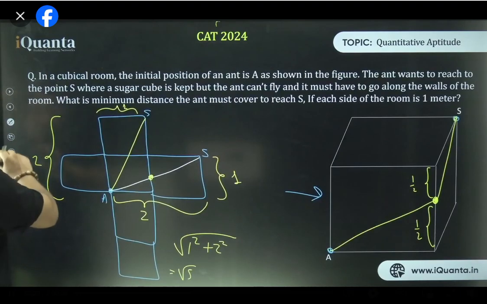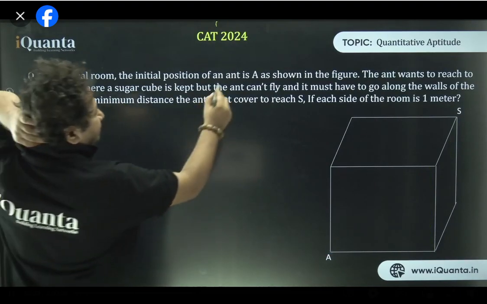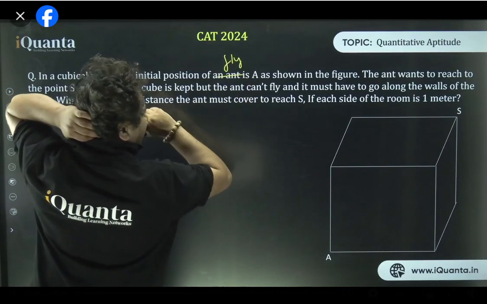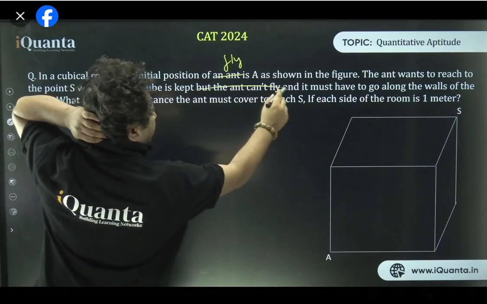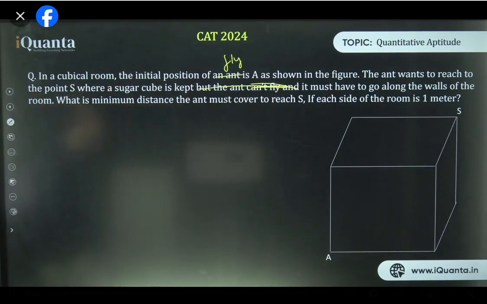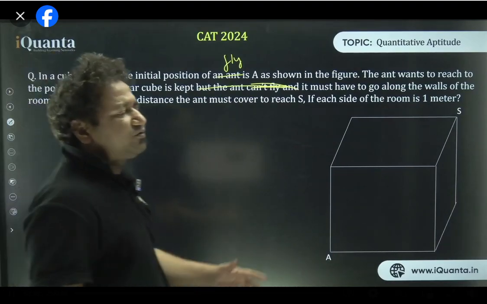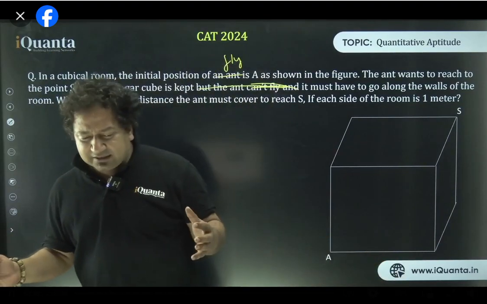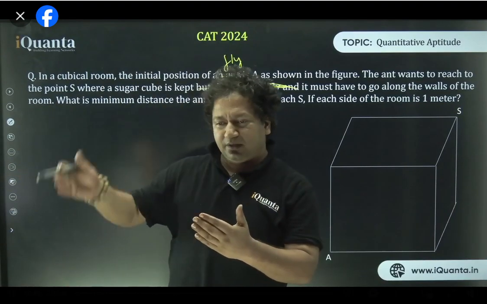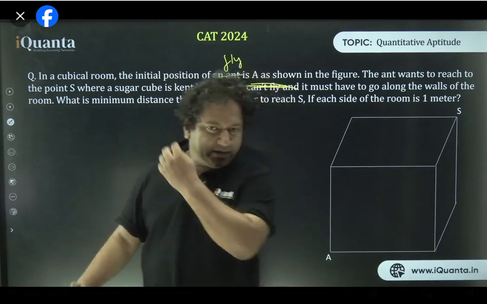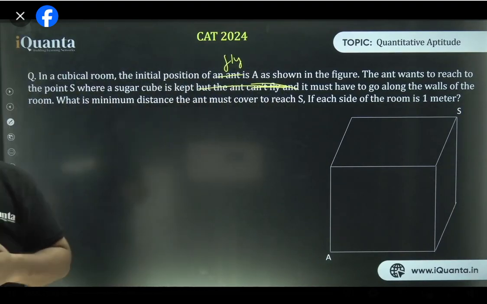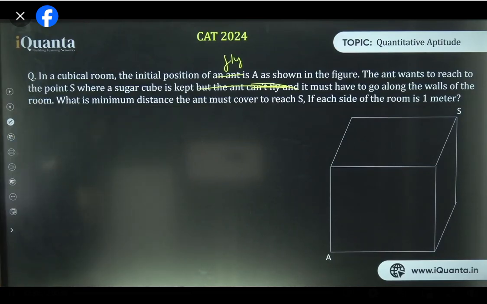In the same question, if I change this ant to a fly, then what would be the answer? Chintan, the syllabus will finish, but a lot of questions will be left. That will be taken in a class in which the questions on entire geometry will be taken care of, because in CAT you don't expect questions from one topic, it is all mixed up. In this case the answer will be root 3. Right, all of you got that.